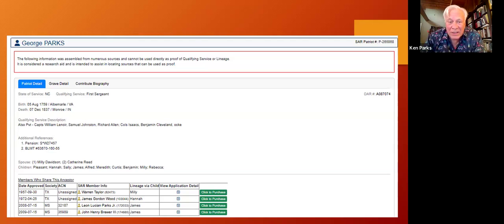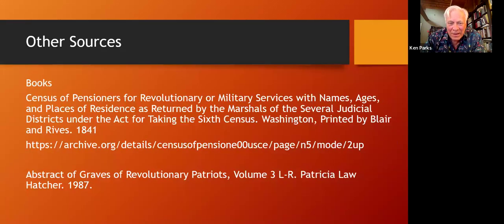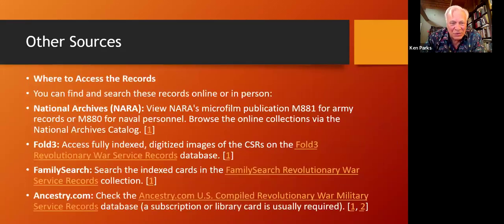We can continue this. Certainly, I love it. I just want to run through the last few slides, and then we'll open it back up. So we talked about other sources and where to access records, and I'll put up a resource sheet when I post the recording for this.